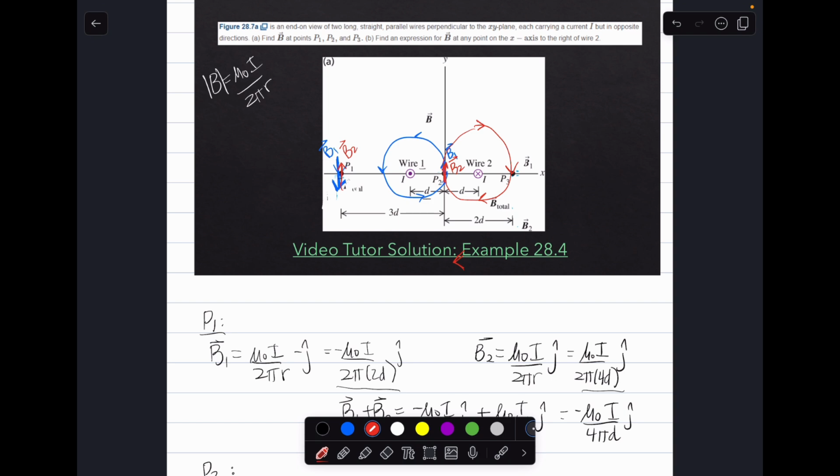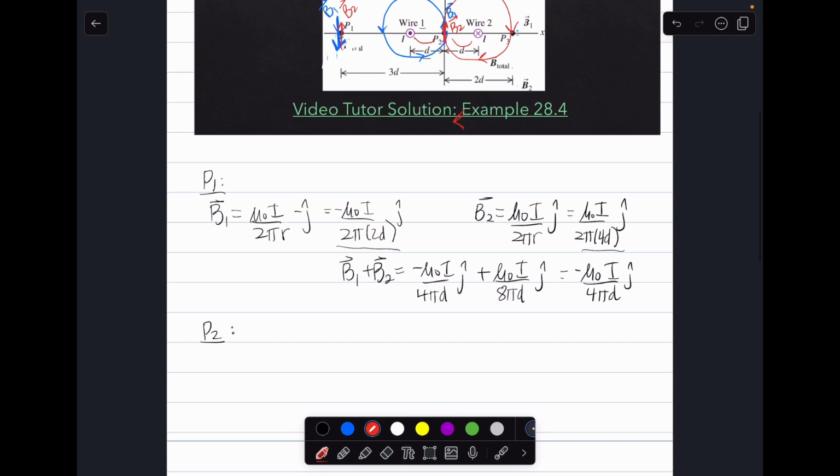So what's going on? Well, if you look at P2, it's to the right of wire 1, but it's to the left of wire 2. So you have kind of opposite locations with respect to the relationship between the position and where the wire is, right? And the second thing that's going on is the directionality of each current is opposite. And so that just leads you to having two magnetic fields pointing in the same direction for both wires. So we're going to have B1 and B2 pointing up.